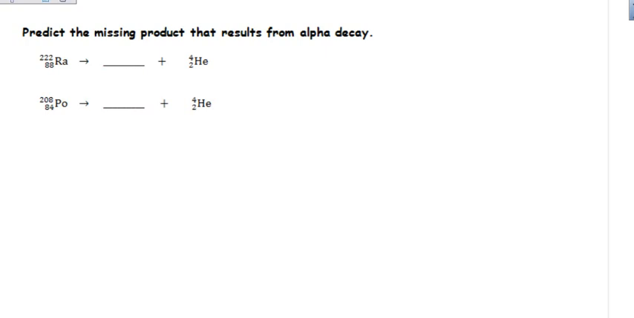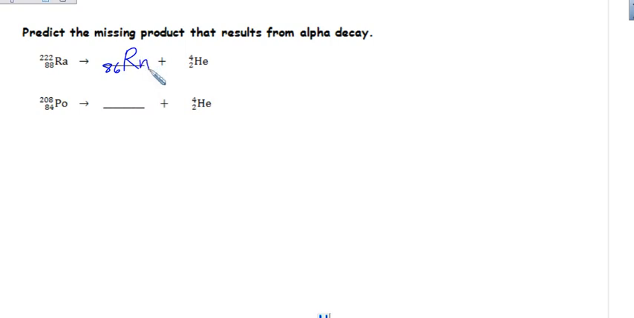So if I have element 88 radium, and it emits a particle with 2 protons, the atomic number will go down by 2. I usually like to do that first. The atomic number will go from 88 down to 86. Then I look at my periodic table to find what is element number 86. It's radon. Then I can put the symbol in. This is radon, element 86.